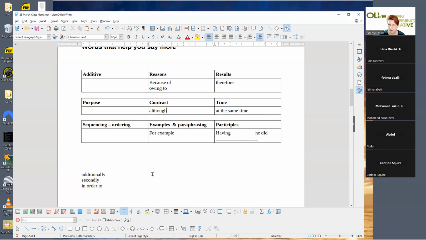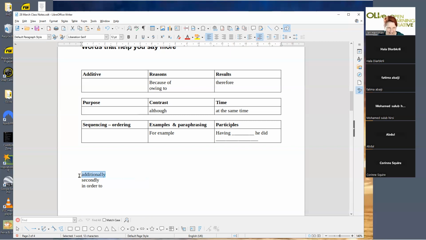Let's see now. Although it was a rainy day, we hiked that mountain anyway. Although, yeah. So whatever's on the other side is different, or a contrast to the other side. Okay, what about additionally? Fatima, it's your turn. I think it's additive. Okay. Additive, of course it is.